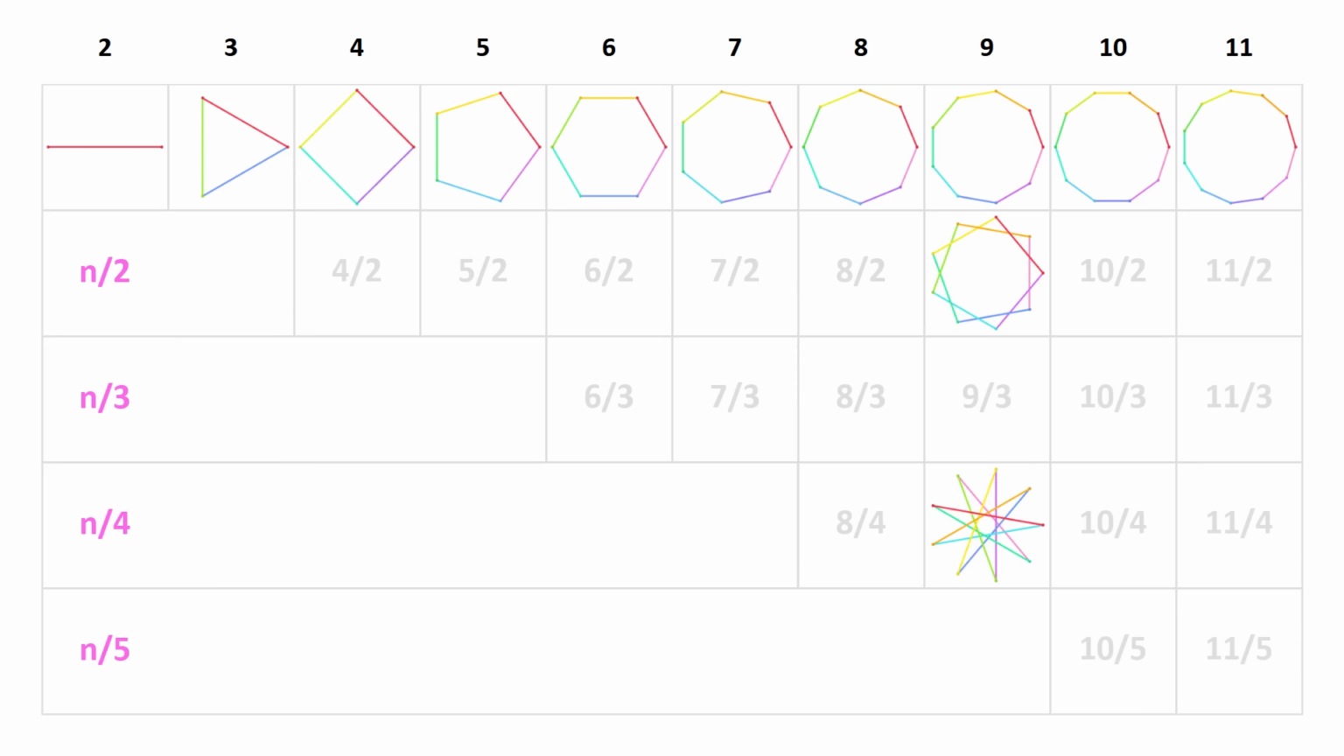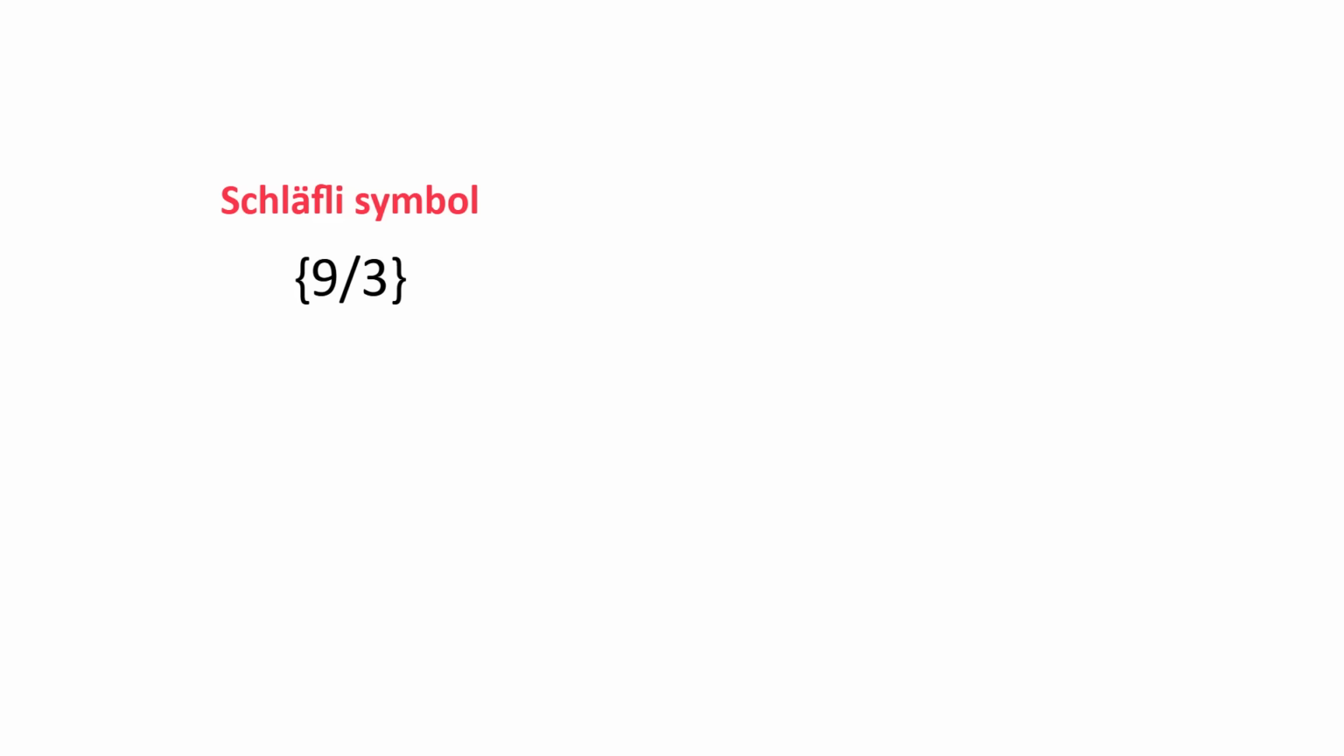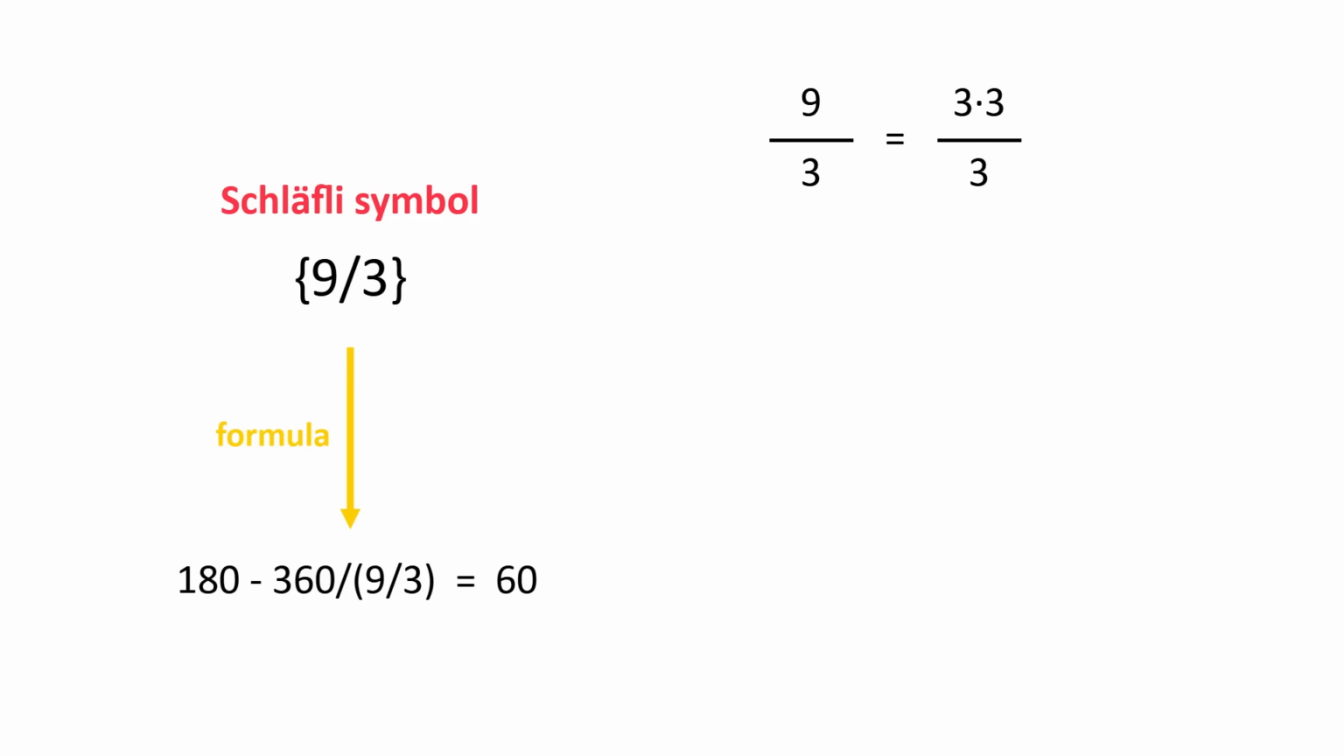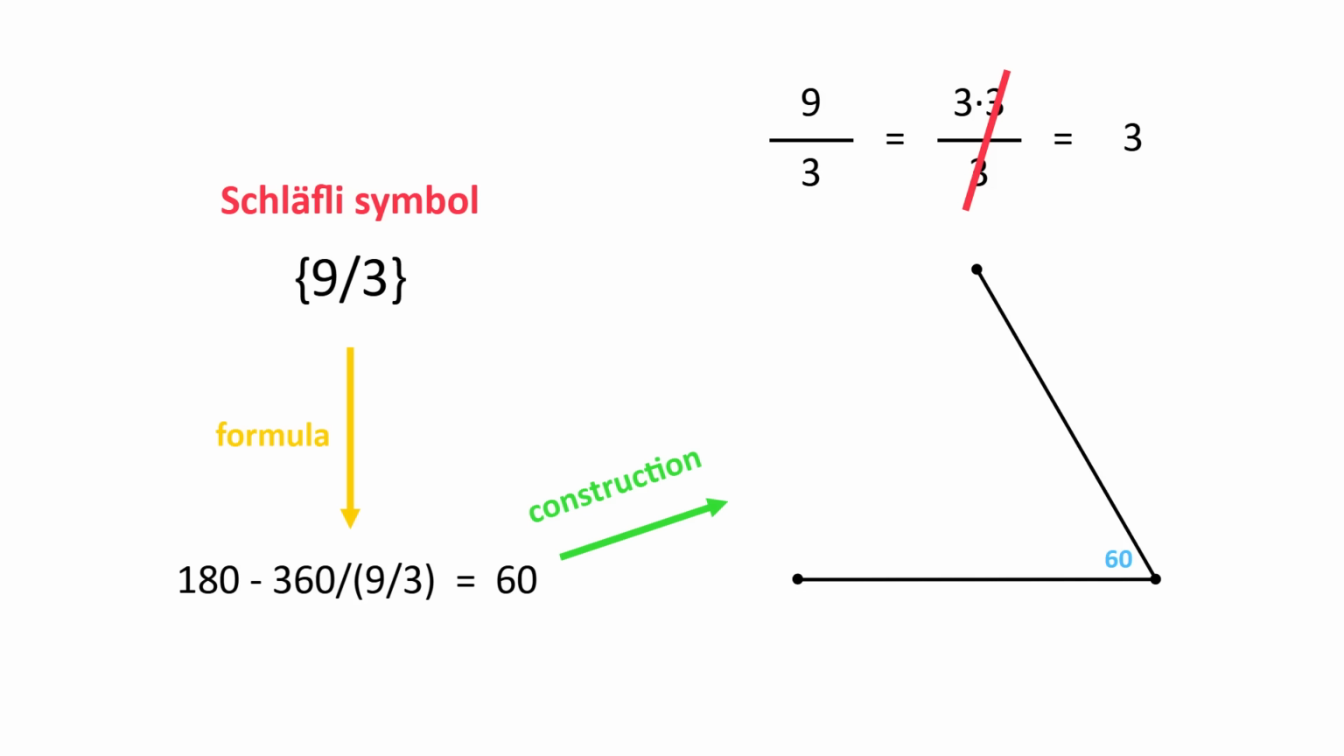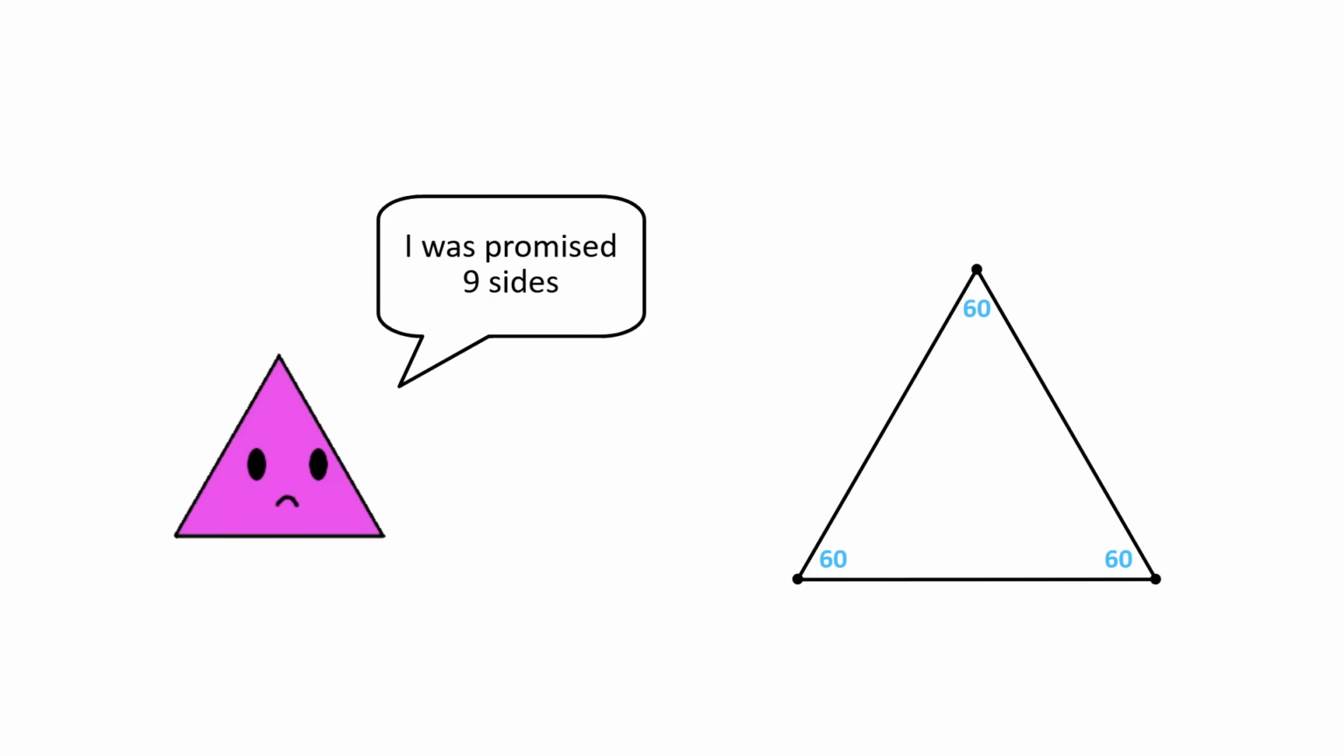9 over 1 is the regular enneagon, and 9 over 2 and 9 over 4 are the aforementioned enneagrams. But we skip 9 over 3. If you input this in the formula, you get 60 degrees, just like a regular triangle. That's because 9 and 3 are not coprime. They share a factor in the form of 3, so this fraction is reducible and becomes 1 over 3, just like a triangle. But what if you still want a shape with 9 sides that loops around 3 times?